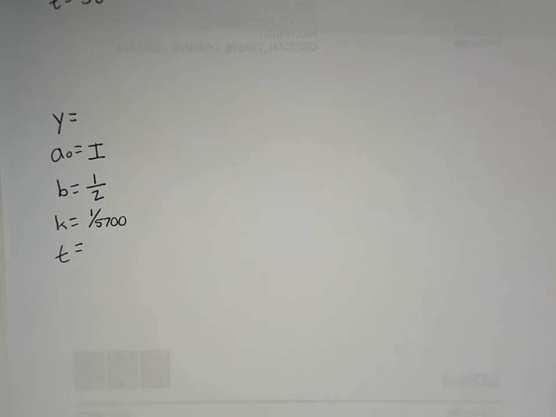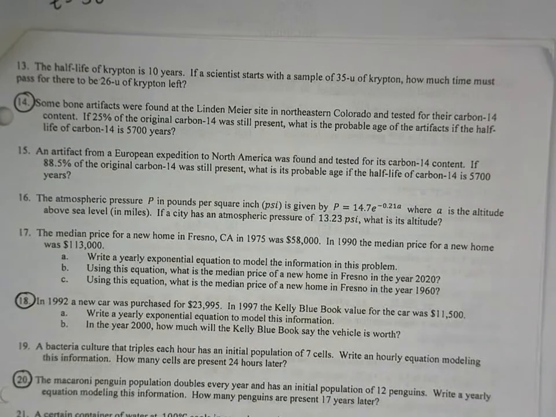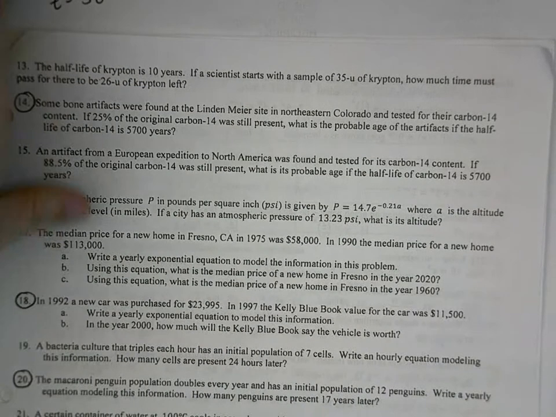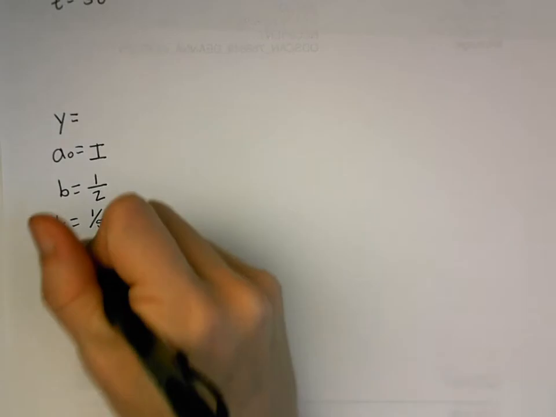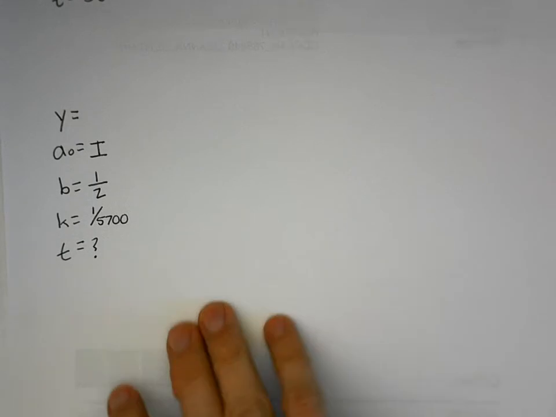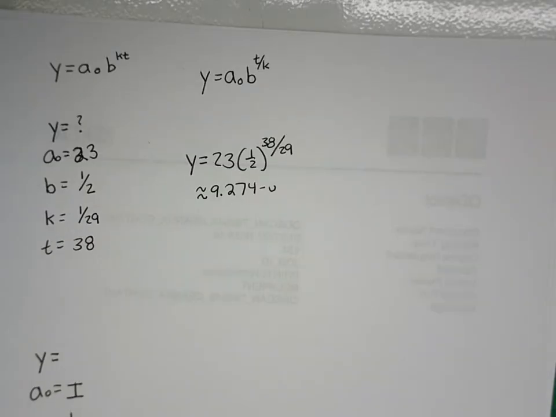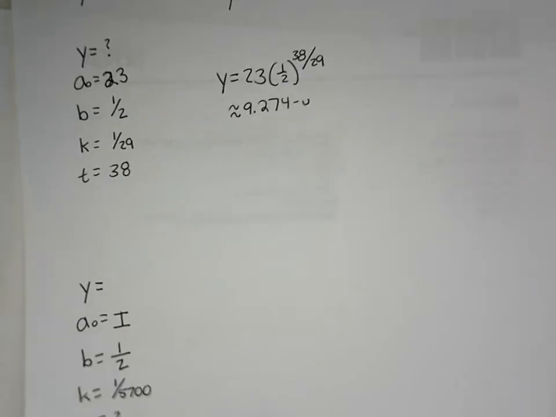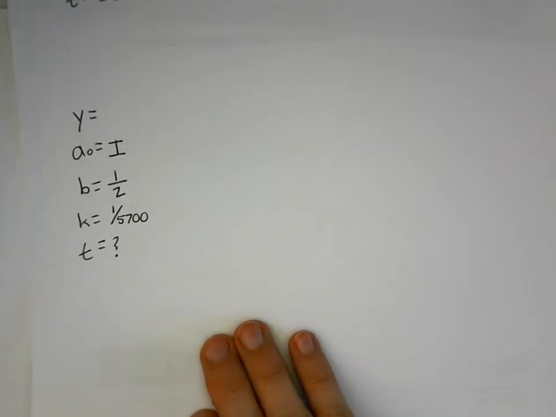Okay? And then we've got our time element. In this case, that's what they're asking me to find. What is the probable age of the artifacts? So we're trying to find time, which means they have to have somehow given me that Y, that final amount, as opposed to the prior problem. That's why I picked these two. The prior problem, we had to find that final amount. Here, they must have given us the final amount.